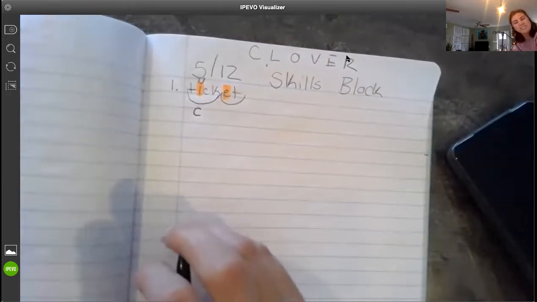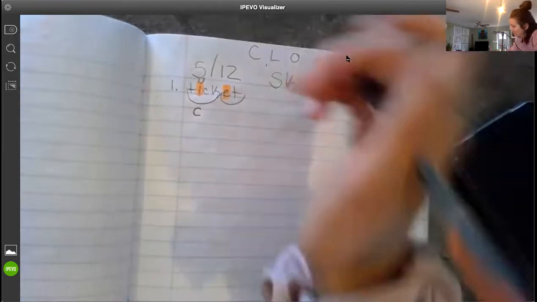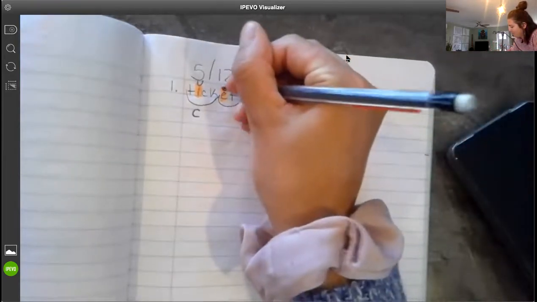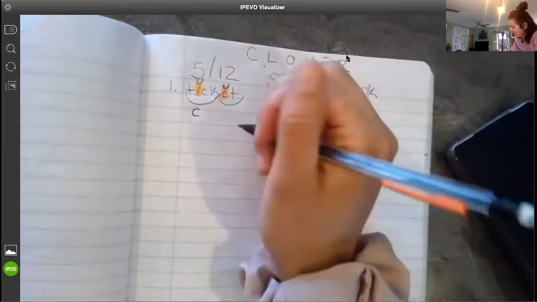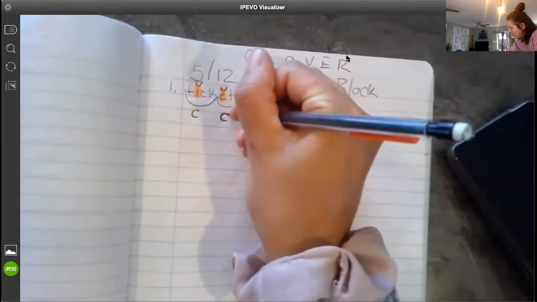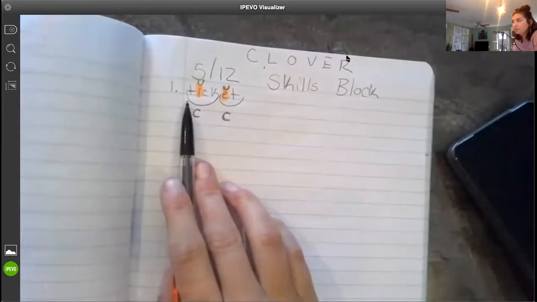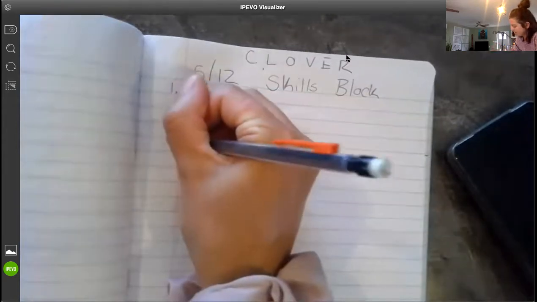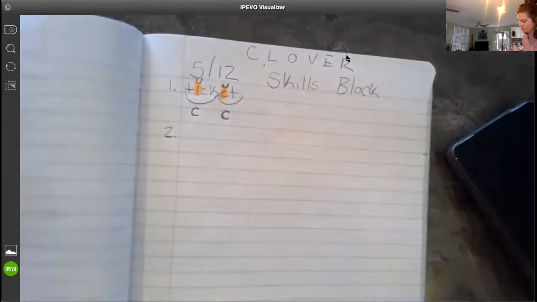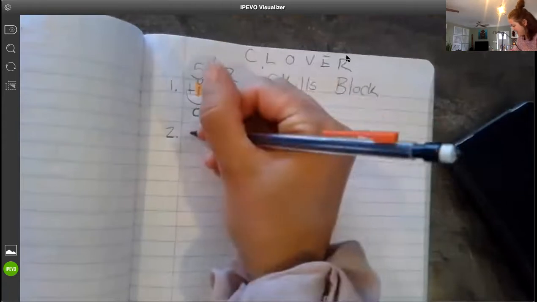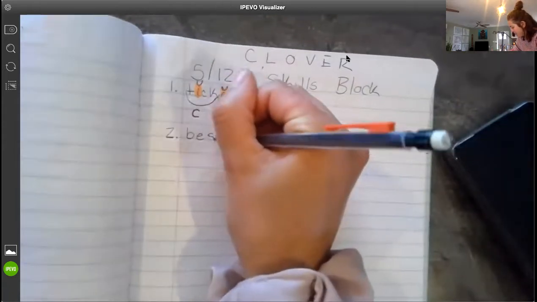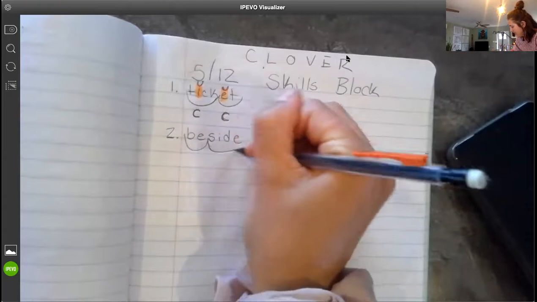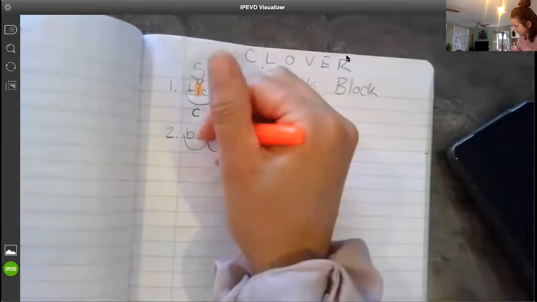So let's take a look at it. Et. Does it say eat? Nope. So it is going to be closed. It's going to have a breve above that E. So this word, the first syllable is closed. The second syllable is closed. Let's take a look at our second word that we worked with from yesterday. Beside, B-E-S-I-D-E. Beside. Let's find our vowels.